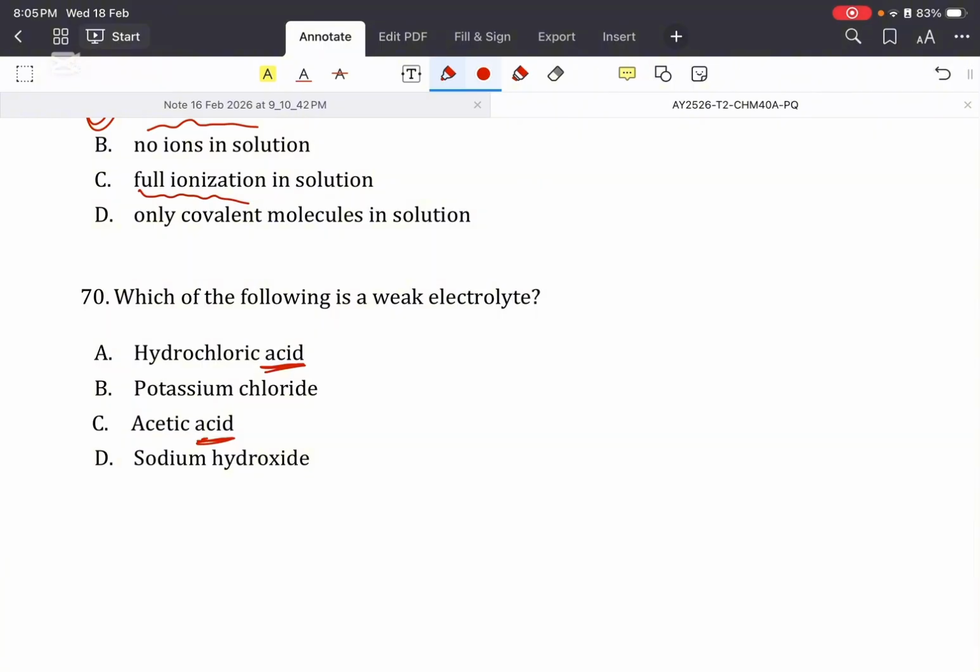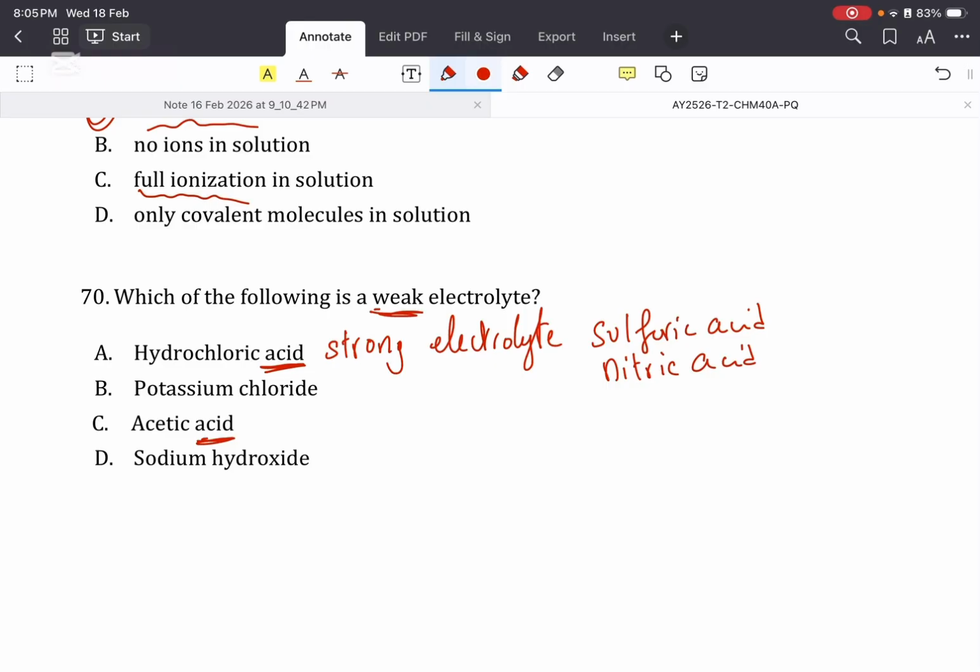Whenever I have an acid, hydrochloric acid, sulfuric acid, acetic acid, all the acids are electrolytes. But some of them could be weak and some of them could be strong. Hydrochloric acid is known to be a strong electrolyte. Sulfuric acid as well. Also nitric acid is a strong electrolyte, or perchloric acid. Remember these names. All of these are strong electrolytes.